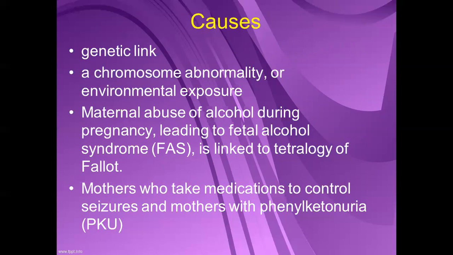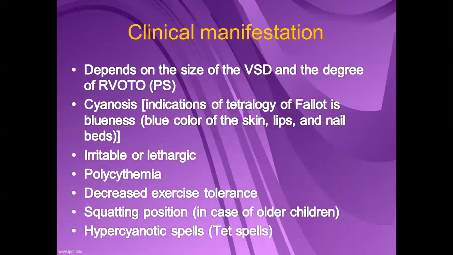Then mothers who take medications to control seizures and mothers with phenylketonuria also have the possibility of producing a child with tetralogy of Fallot, mainly because of the teratogenic effect of these drugs. These medications will affect the child's neural tube defects, particularly concentrated on cell development.